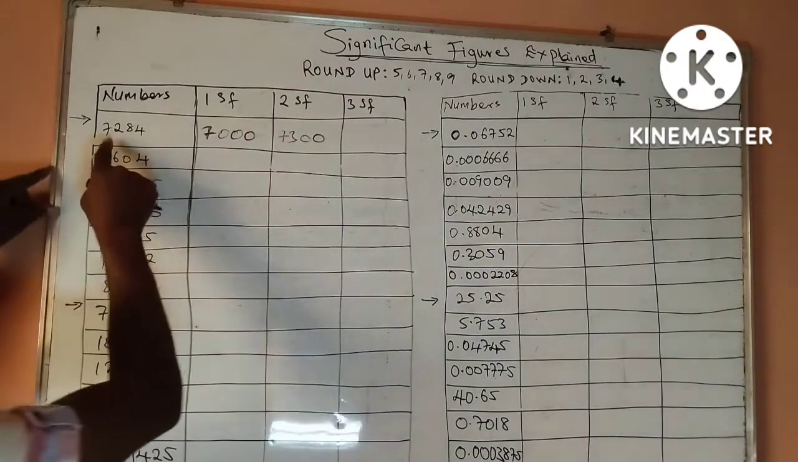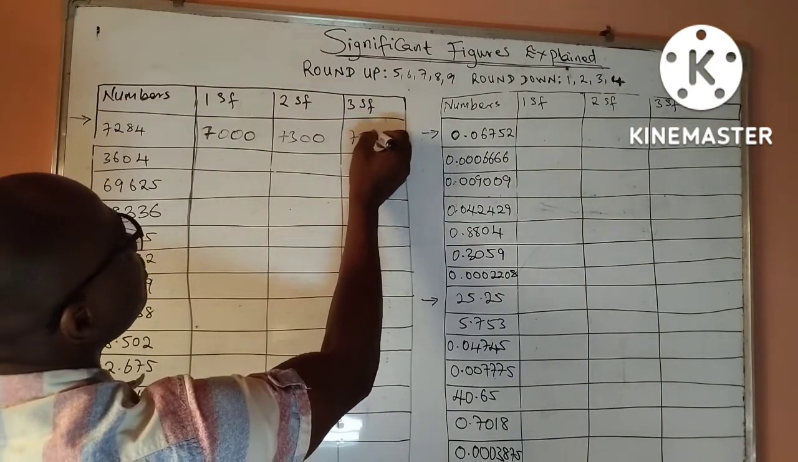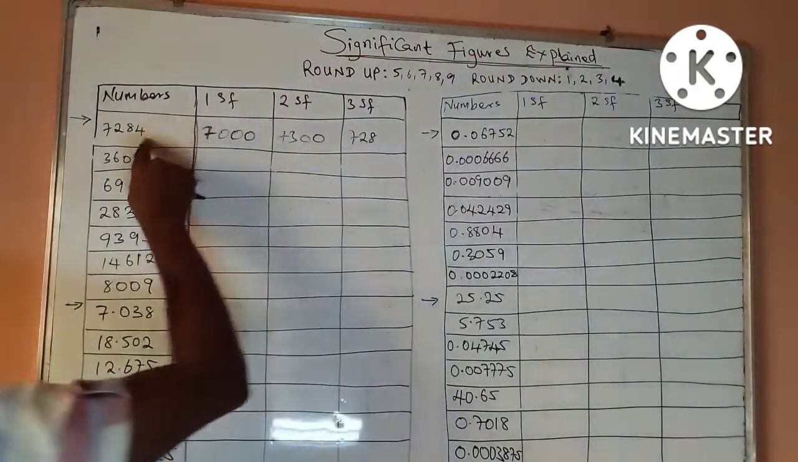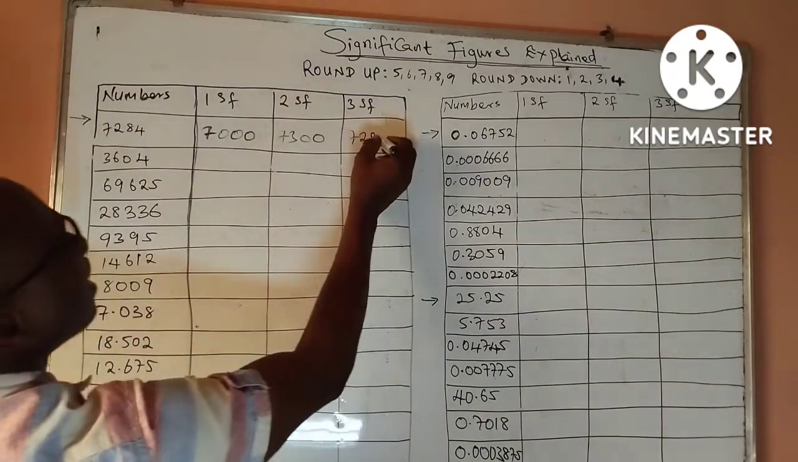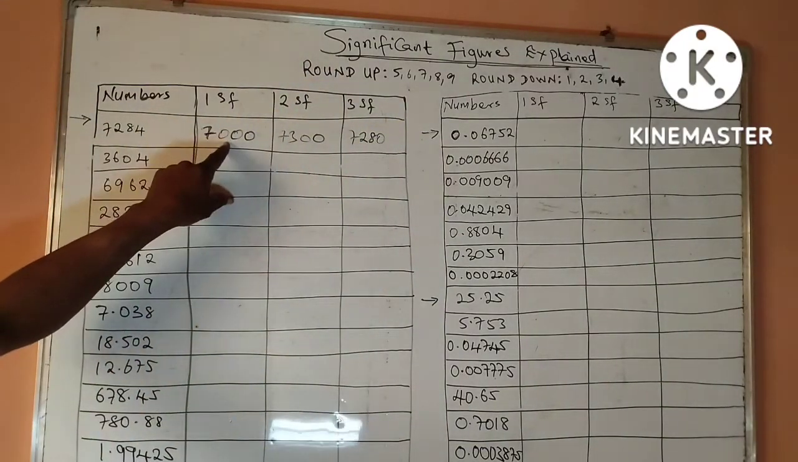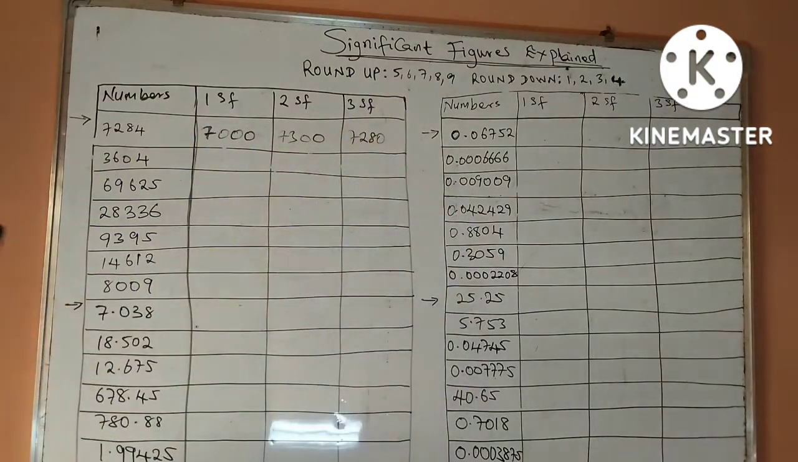To three significant figures, 1, 2, 3. I stop at 7 2 8. The next digit is 4, so I will round down, and because it is a whole number, I will just put 0. This is one significant figure, two significant figures, three significant figures.